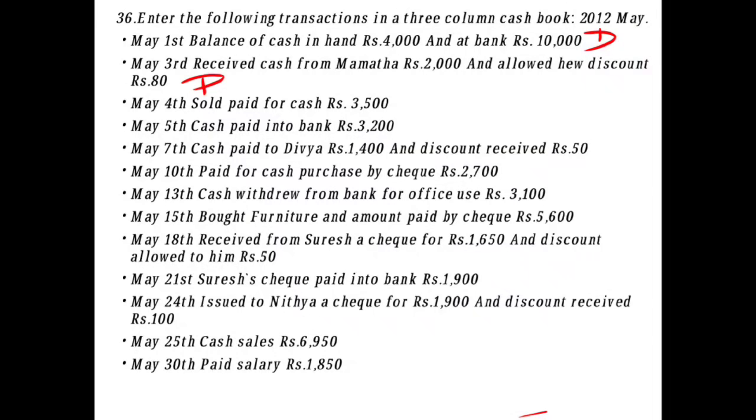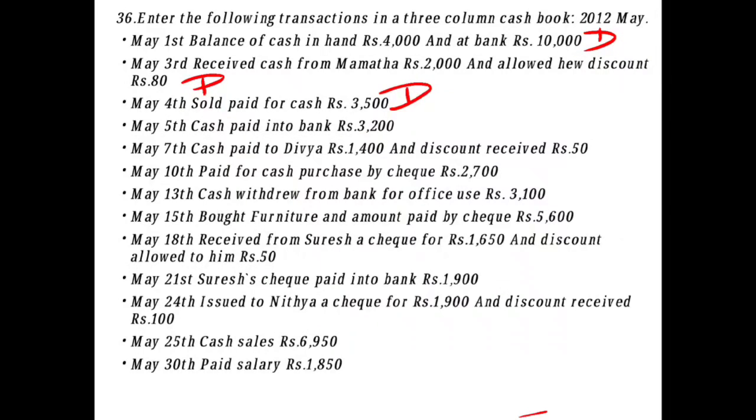So which you have to record on the debit side. You have received the amount here. So sold goods for cash rupees 3500. Okay, sold goods for cash, it is not paid. Sold goods for cash rupees 3500, which you have to record on the debit side, cash column.